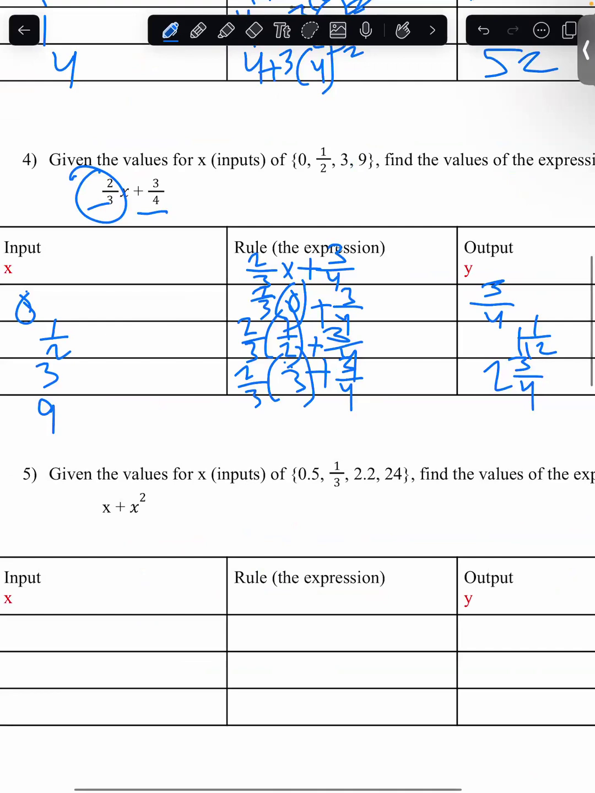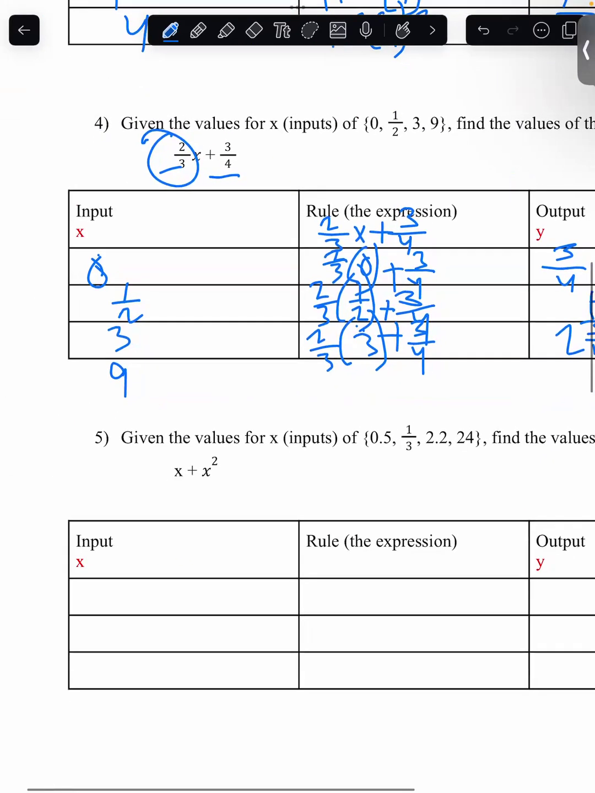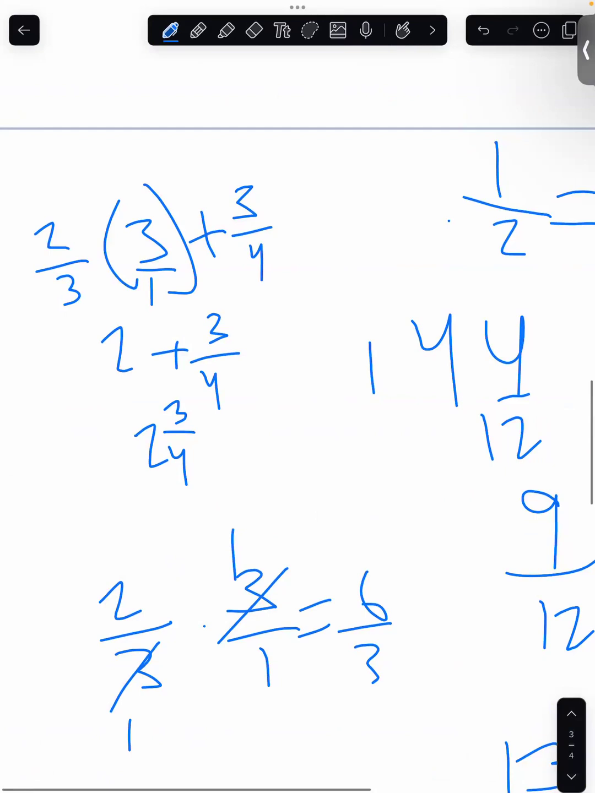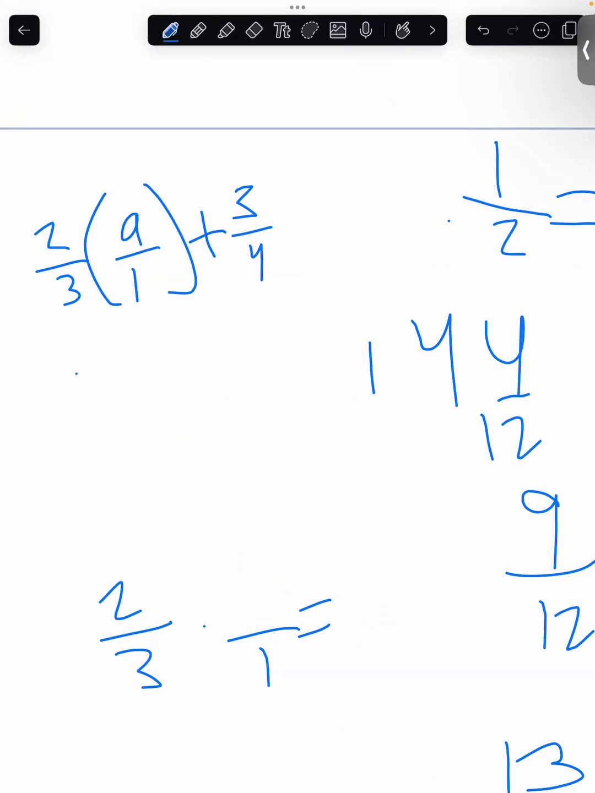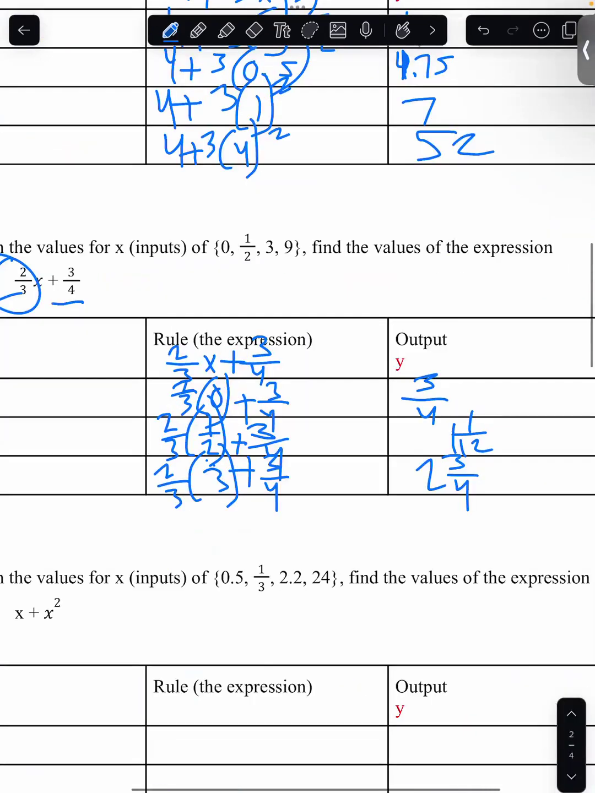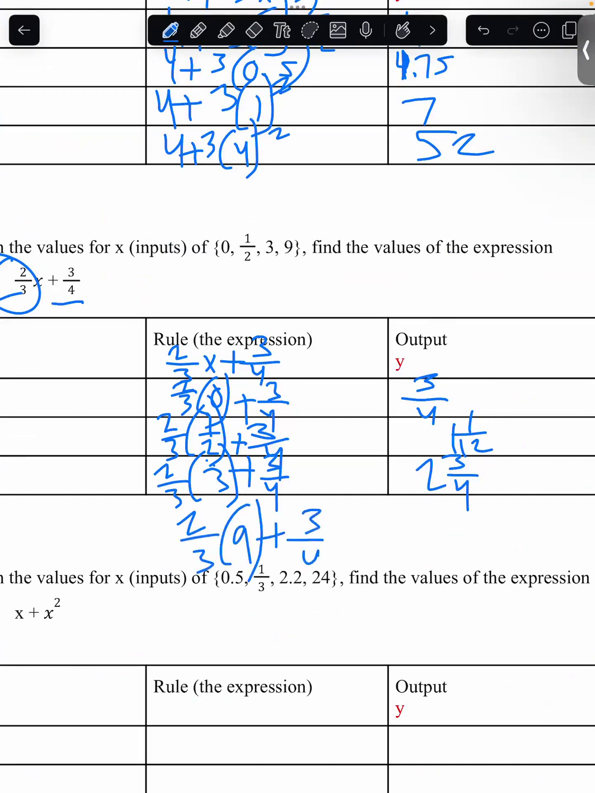All right, and then another one that's actually deceptively easy is the 9. So we got 2/3, kind of the same thing. I'm just going to erase this right here. We're going to put the 9 over 1. So 2/3 times 9 over 1. I'm going to divide that by 3, divide that by 3. So I get 6. 2/3 of 9 is 6, plus 3/4 is 6 3/4. So 2/3 times 9 plus 3/4 gives us 6 3/4.